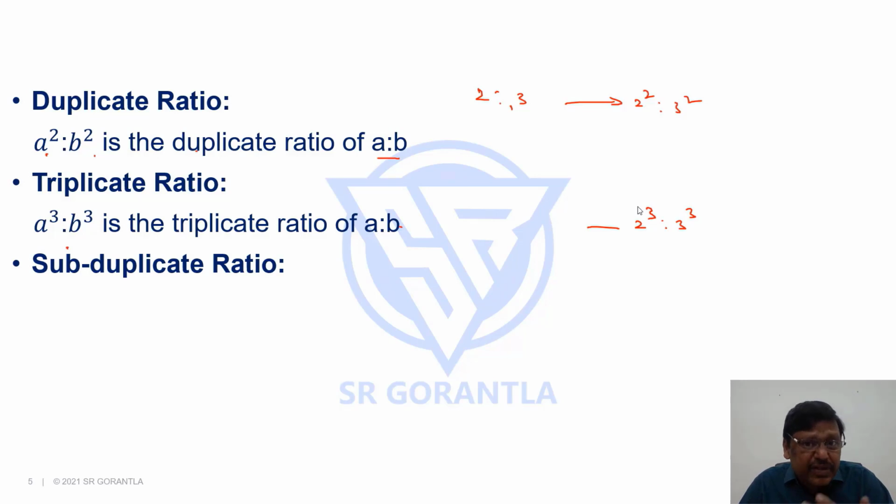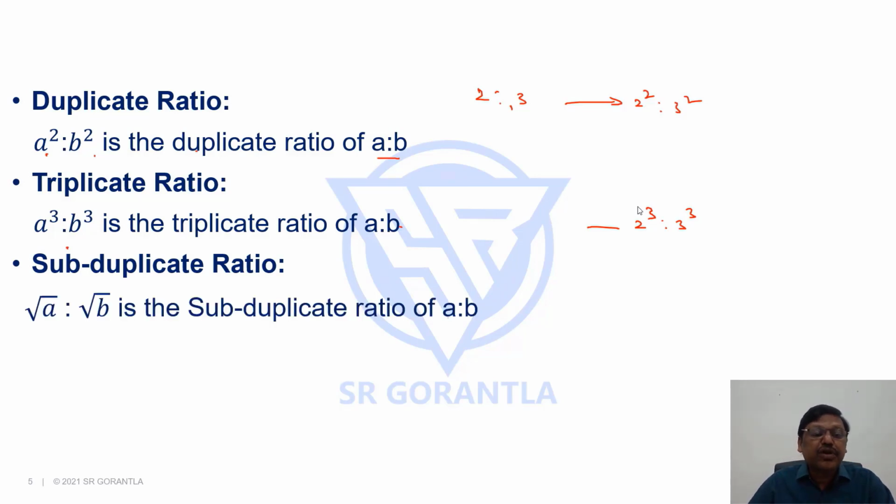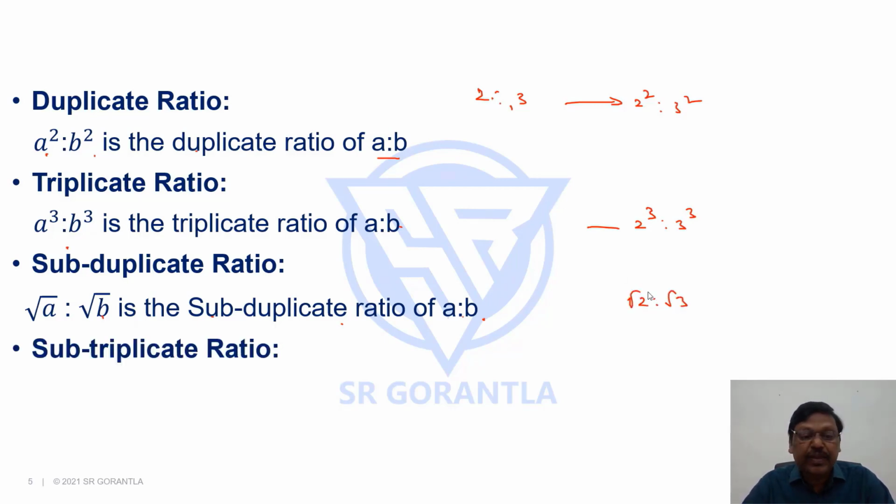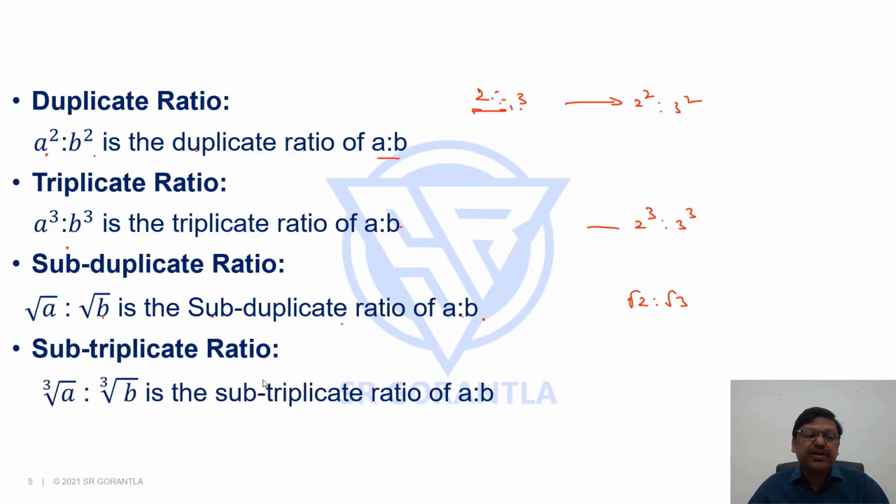And subduplicate means it is square root. Square root of A is to square root of B is the subduplicate ratio of A is to B. For example, for 2 is to 3, what is the subduplicate ratio? Root 2 is to root 3. And subtriplicate means it's the cube root. For the 2 is to 3 ratio, it will be cube root of 2 is to cube root of 3.